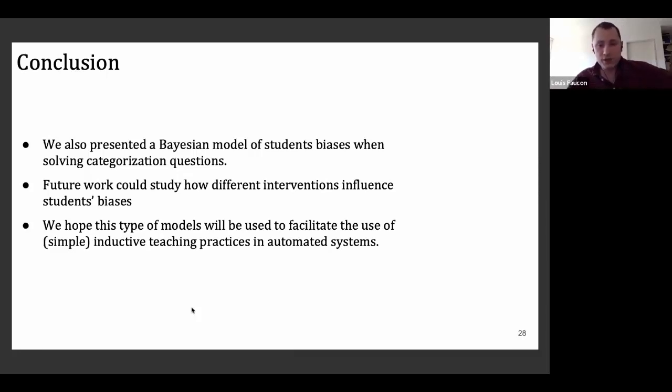Future work could be to study different types of interventions to modify student biases and change this model into more of a knowledge tracing model, but we could call it a bias tracing model in that case. And we hope that this kind of model will be used in some simple intelligent tutoring systems to encourage and facilitate inductive teaching practices in classrooms.